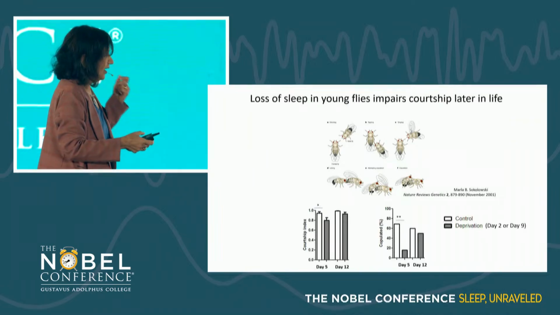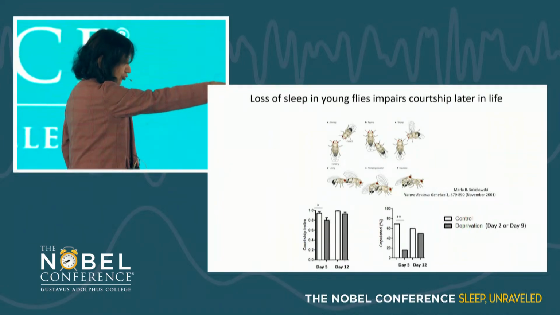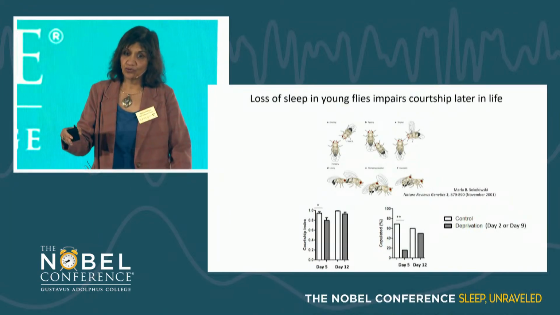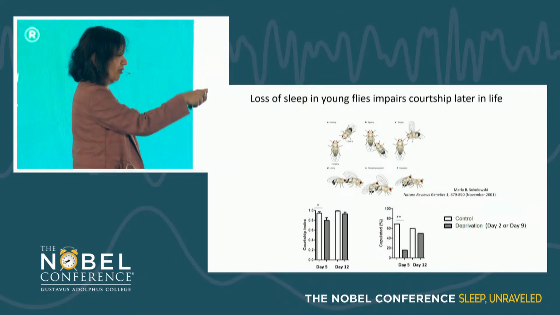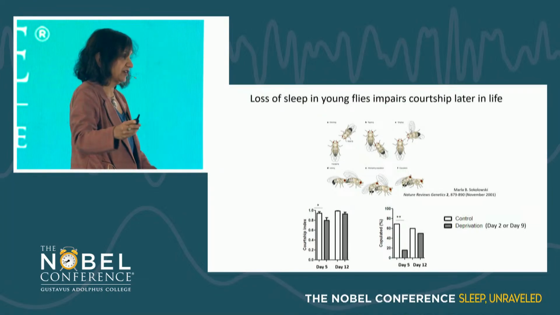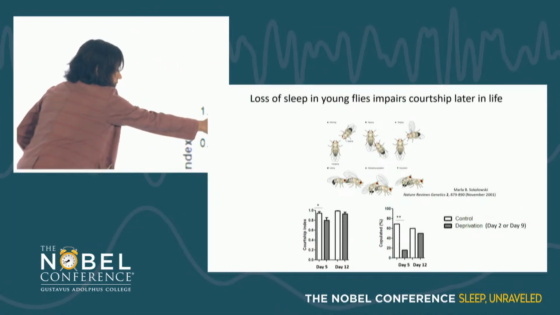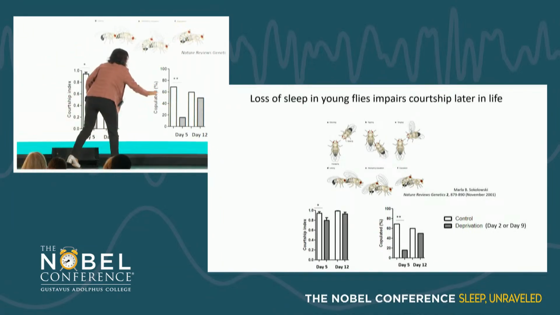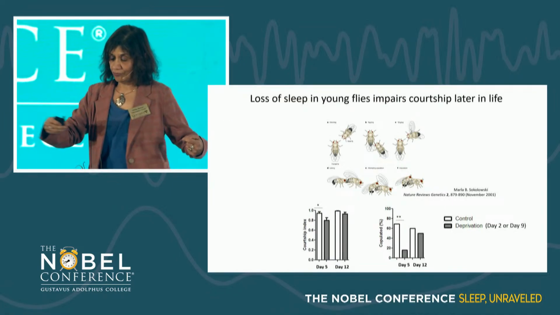If you deprive flies of sleep early in life, so at day 2, and then assay them 3 days later at day 5, they show impaired courtship. This does not happen if you deprive them on day 9 and test them 3 days later, which is day 12. So the amount of courtship they do is reduced, but the completion of courtship is even more dramatically affected. They do not go through the whole process through copulation.